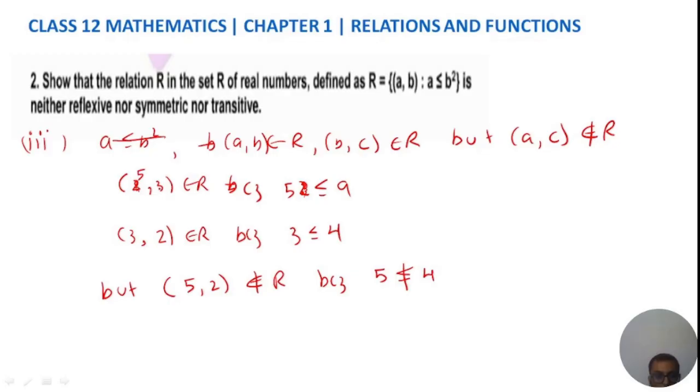If I had chosen an element less than 3, then its square would obviously have been less than 4, right? That's why I picked an element greater than 3 so that it will work. So finally we have (5, 3) in R, (3, 2) in R, but (5, 2) is not in R. So this shows that R is not transitive, right? So we got the answer of question 2. We had shown it is not reflexive, not symmetric, and not transitive.